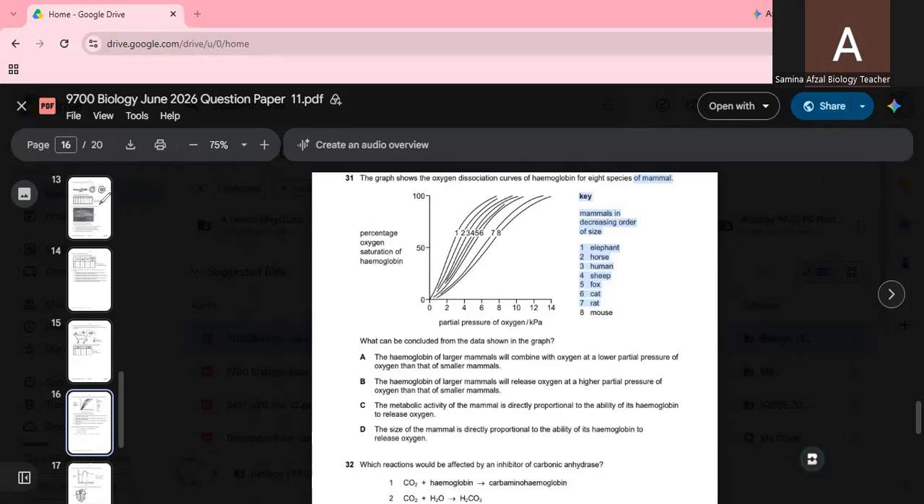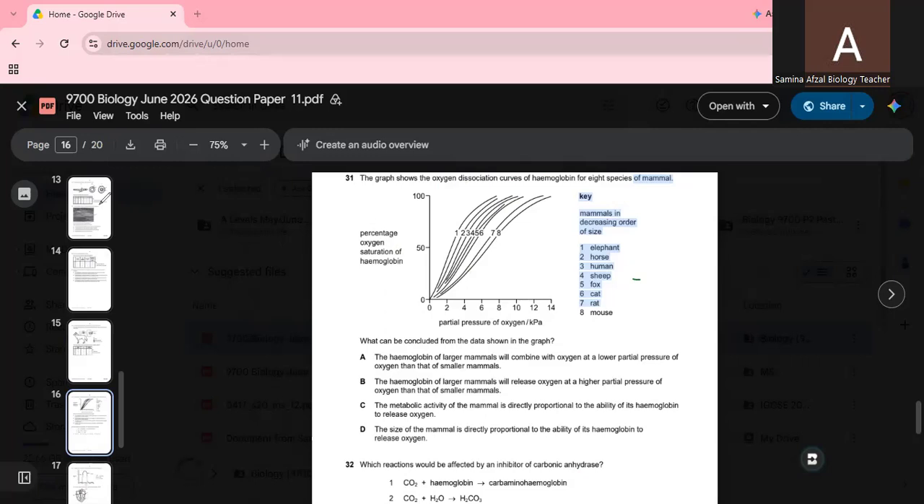First of all, we will go to the curve positions. The larger mammals: you can see 1, 2, 3, 4, 5, 6, 8. One is elephant, second is horse, then 3 is human, 4 is sheep, then fox, cat, and rat. Which can be concluded from this: the hemoglobin of larger animals will combine with oxygen at a lower partial pressure of oxygen than that of the smaller mammals.